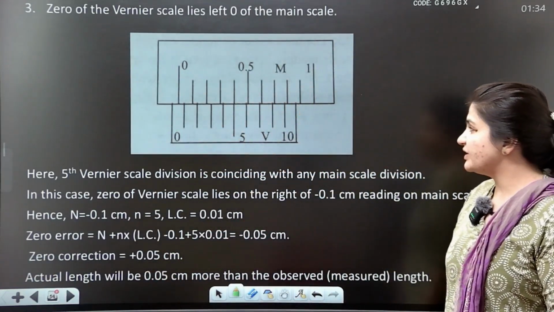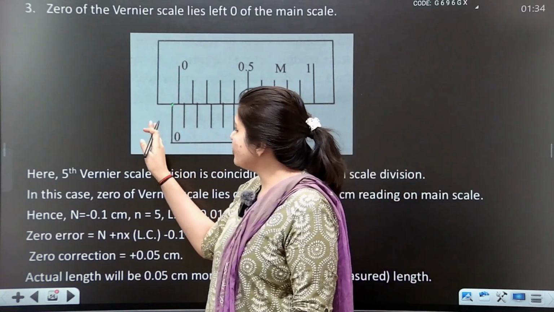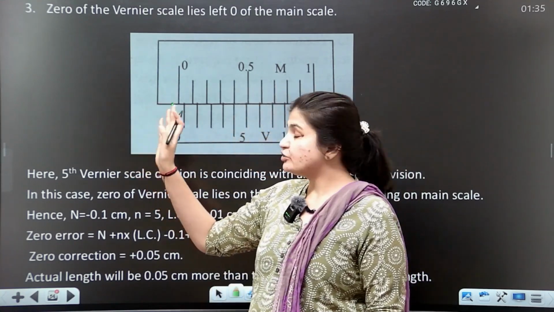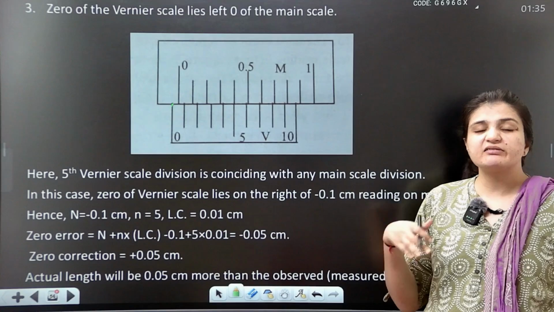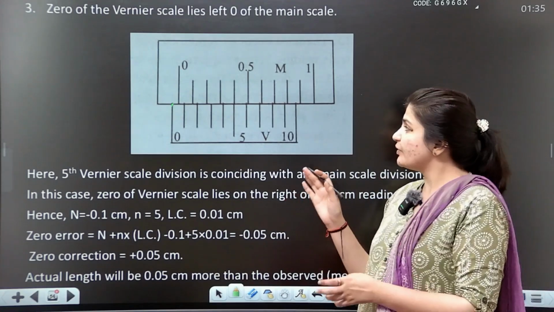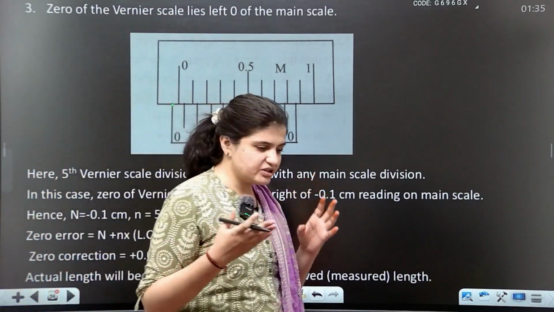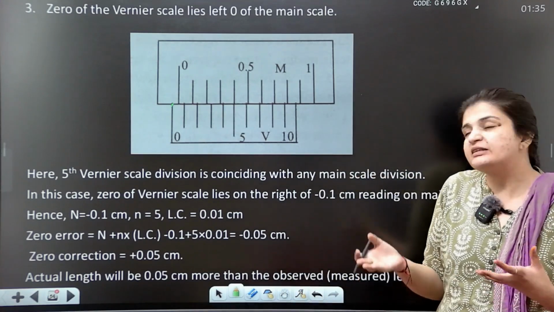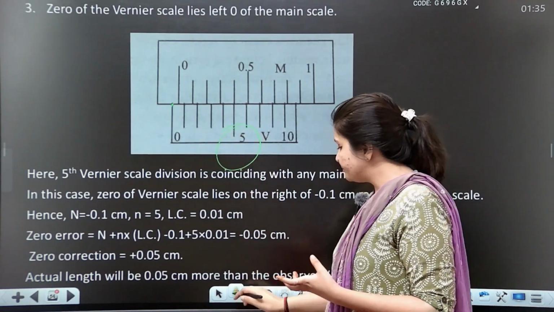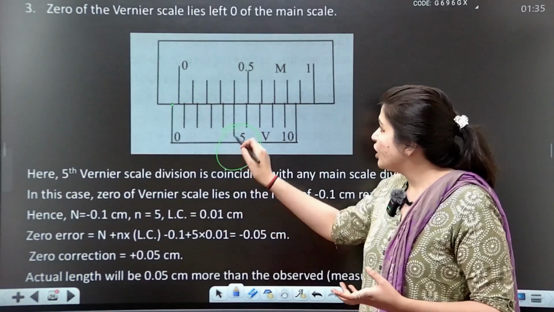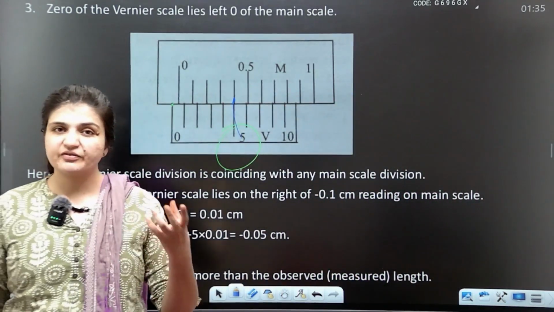Now if the 0 of the vernier scale lies to the left of the 0 of the main scale, that means the zero error is negative. We will again calculate the zero error using the same method, like the fifth reading coinciding with the fifth division.